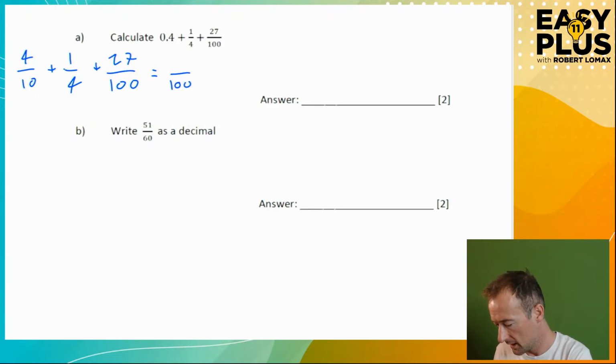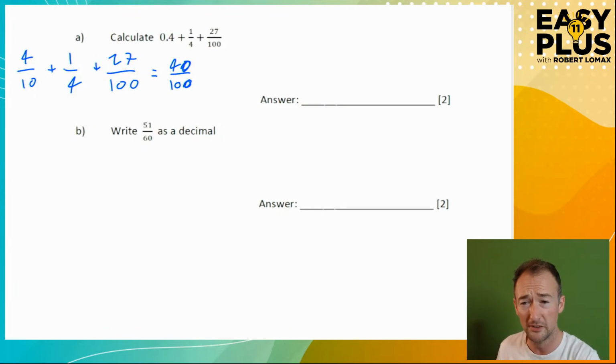Well, it's 40 out of 100. You know that? Surely. You can do it easily just by adding a 0 to the top and to the bottom, in other words, timesing both by 10, but you probably also know that 4/10 of 100 is 40.